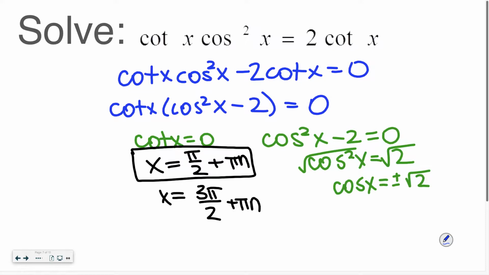Is radical 2 bigger than 1? Is negative radical 2 less than negative 1? And what did we just talk about? That's not okay for sine and cosine. So we don't have any answers here. That's not a possibility.